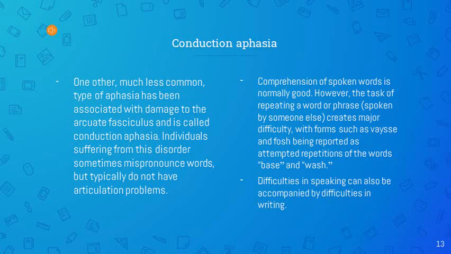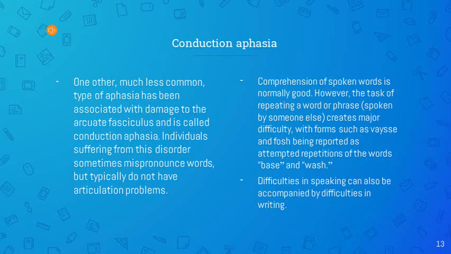One other, much less common, type of aphasia has been associated with damage to the arcuate fasciculus and is called conduction aphasia. Individuals suffering from this disorder sometimes mispronounce words, but typically do not have articulation problems. Comprehension of spoken words is normally good.